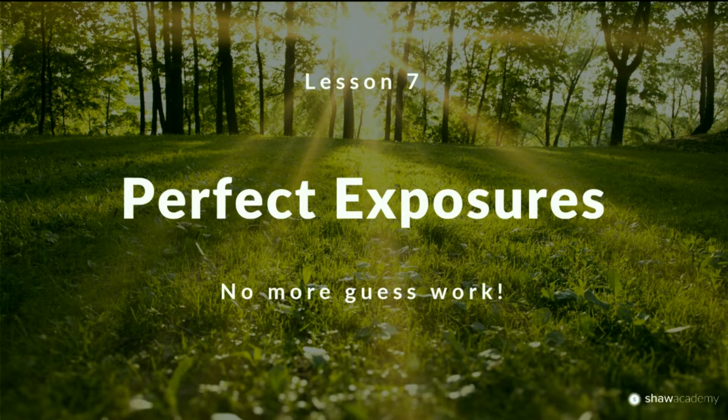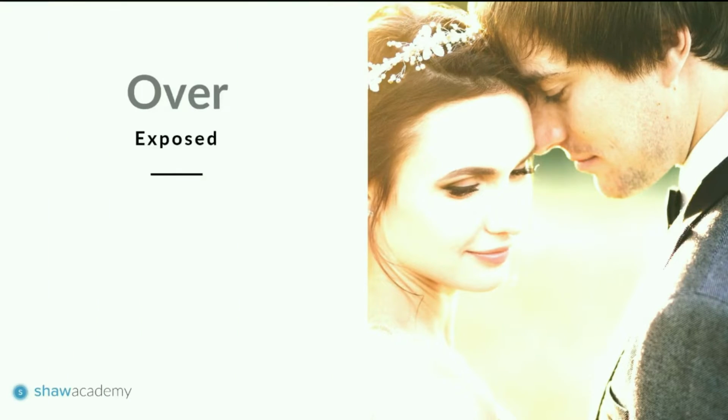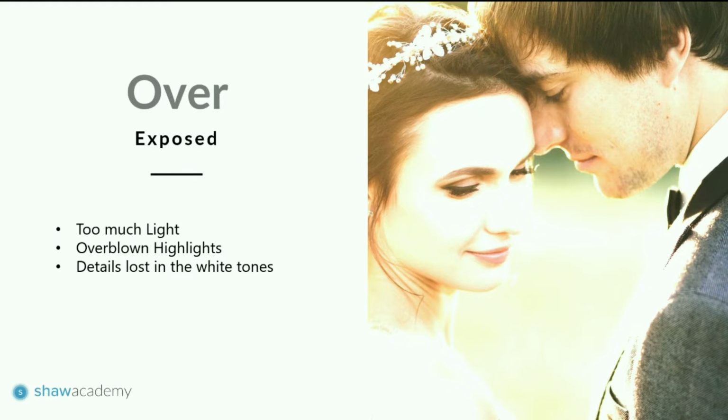And the first thing we have to be able to do is, of course, identify what type of exposure we have captured. So hopefully this isn't the type of scene you've ever come across in your own cameras. An overexposed photograph, and it would be particularly disastrous on a wedding day like this. But we can identify an overexposed photograph. It's simply there's too much light. And we can tell this because the highlights and the whites are completely overblown, and that means we have lost details in those white tones.